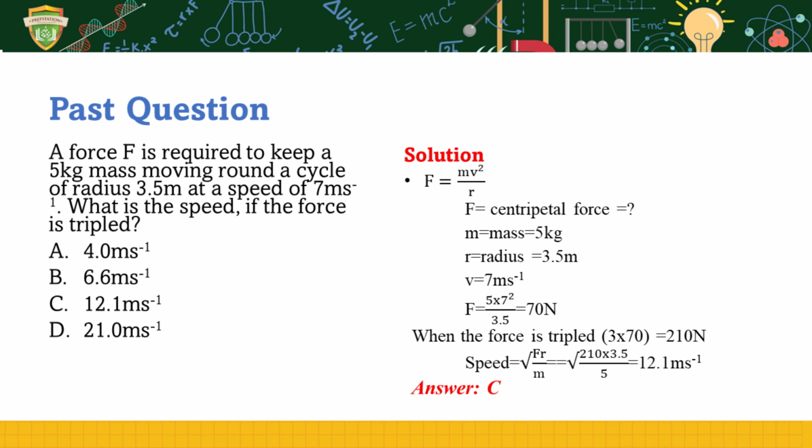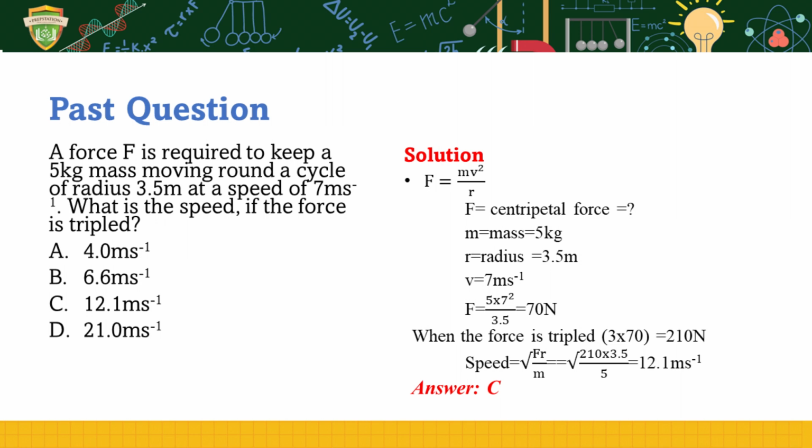So let's go back to the options. A is 4.0 meters per second, B is 6.6 meters per second, C is 12.1 meters per second, and D reads 21.0 meters per second. So we can see that the right option to that question is C, 12.1 meters per second. That is the solution to that question.